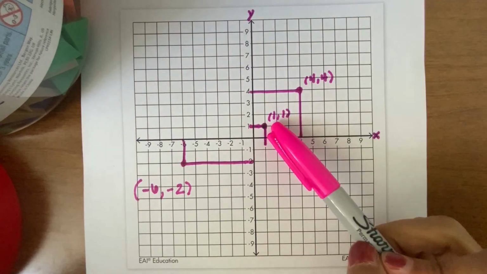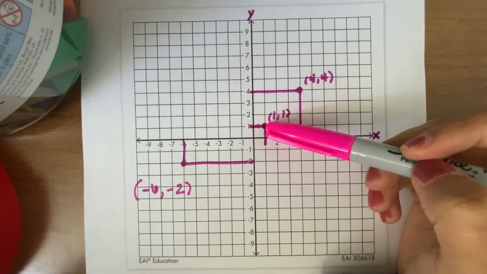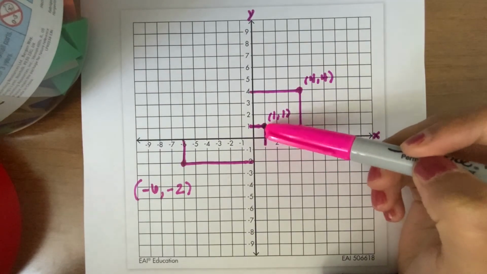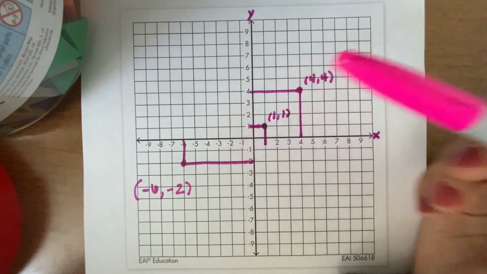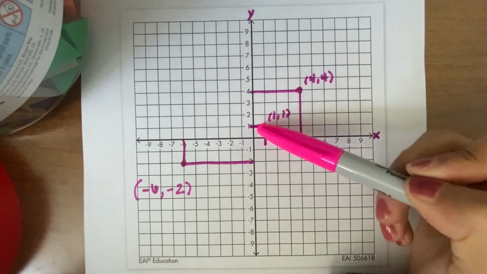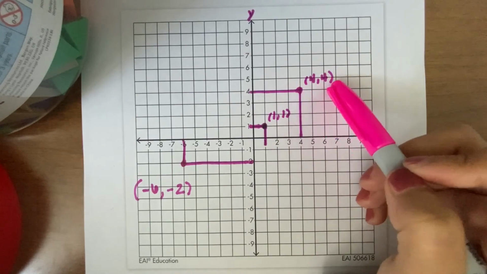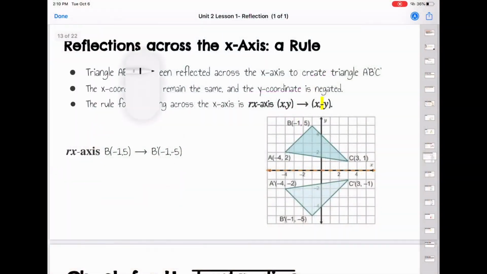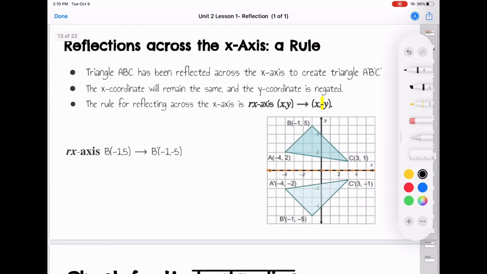The same thing goes for this point. We see that this point is located at x-coordinate 1, y-coordinate 1, so we get coordinates 1 and 1 for that point. Here we get coordinates 4 and 4. Now, reflections can occur over different lines. We're first going to look at reflections across the x-axis. In this image, we see triangle ABC, which has been reflected across the x-axis to create triangle A prime, B prime, C prime.